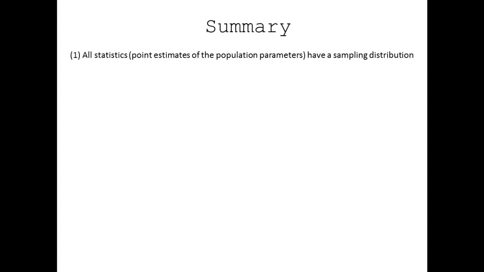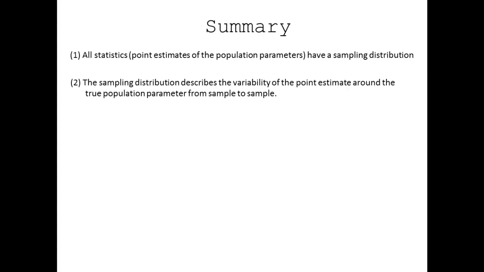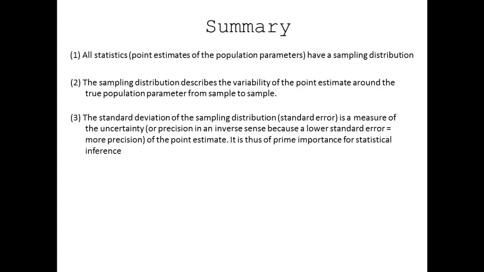So really the key messages are that all statistics, those being point estimates of the population parameters, all statistics have a sampling distribution. The sampling distribution describes the variability of the point estimate around the true population parameter from sample to sample. The standard deviation of the sampling distribution, or the standard error, is a measure of the uncertainty, or the precision in an inverse sense, because a lower standard error means more precision. So it's a measure of the precision or uncertainty of the point estimate. It's thus of prime importance for statistical inference.